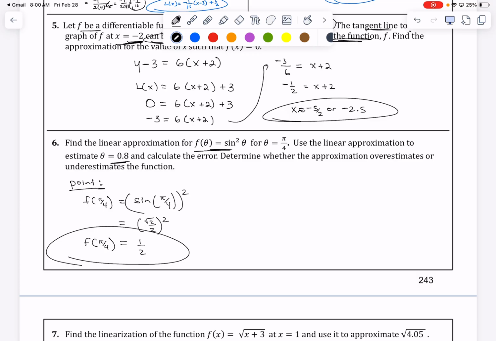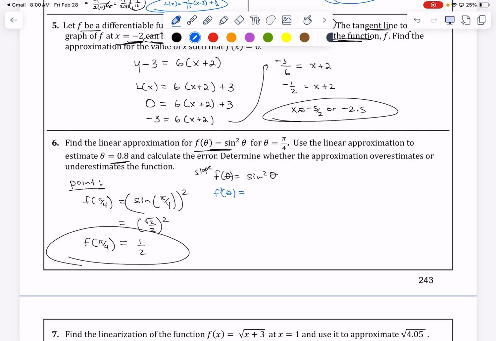Now we need our slope. So this is slope now. f of theta is equal to sine squared of theta. All right, let's take the derivative of that. So what would the derivative be? What rule do you got to use? Chain rule. So what's the derivative?